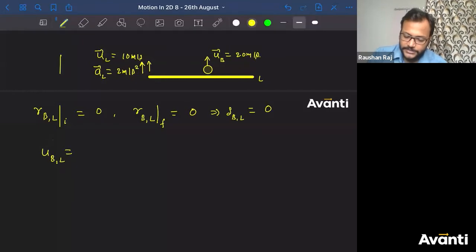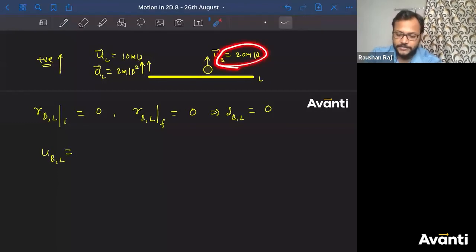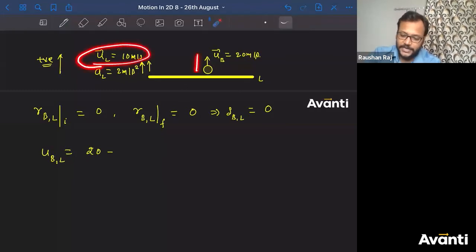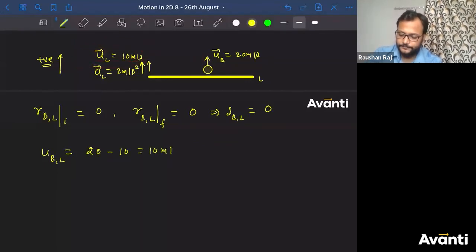Consider upward direction as positive. Tell me what is the initial velocity of ball with respect to lift? So what is the initial velocity of ball? 20 meters per second upward, minus the initial velocity of lift. What is the initial velocity of lift? 10 meter per second in upward direction. So what is the initial velocity of ball with respect to lift? That is 10 meter per second in upward direction only.